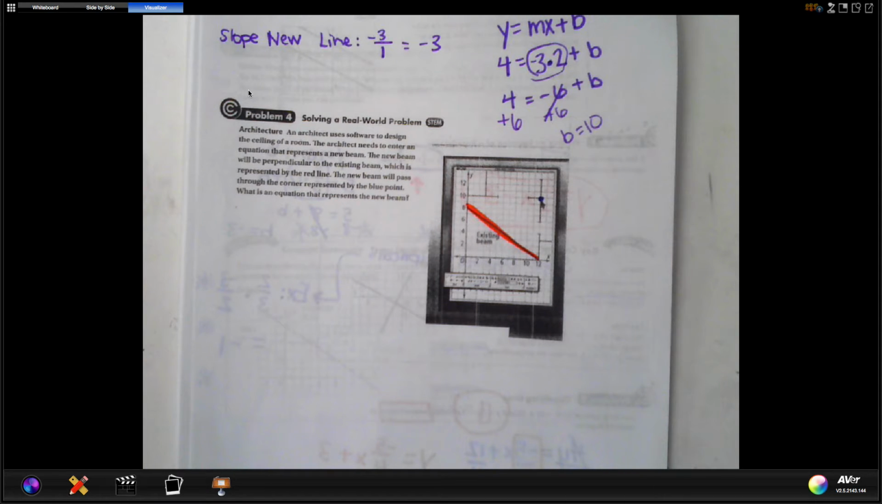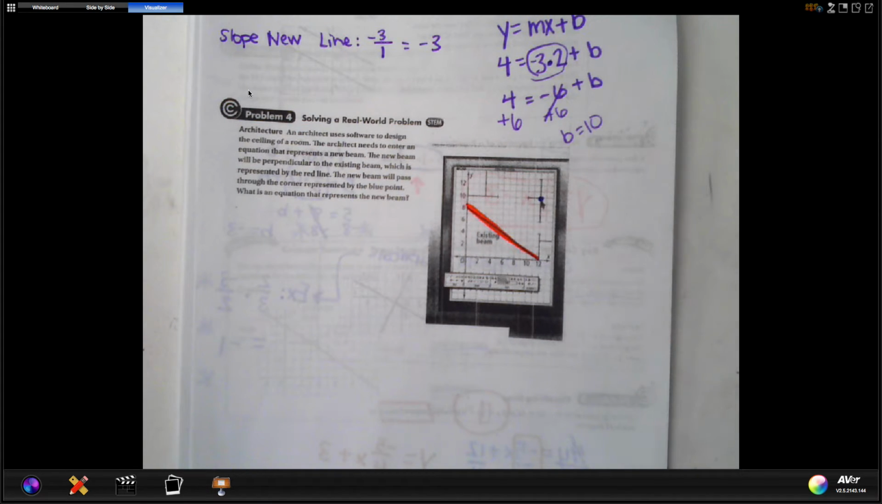So if you're an architect, you've got to make sure things are perpendicular, especially with beams, so that the structure is solid and not going to collapse, right? So the roof is important, especially in places like Michigan where we get a lot of snow.